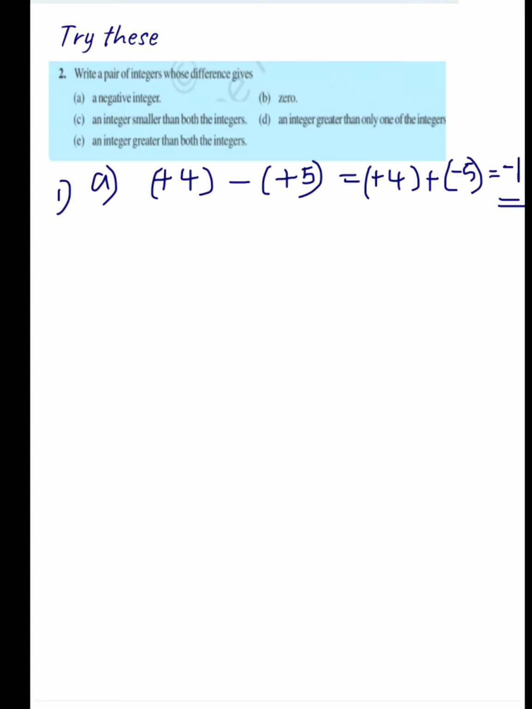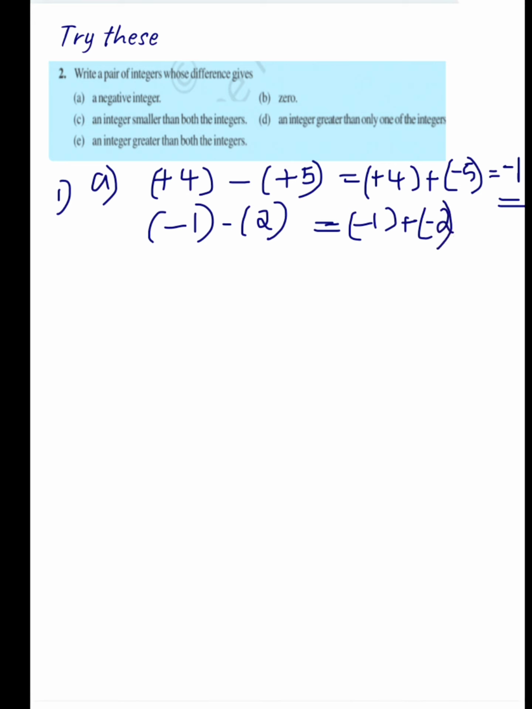You can take any other example also. Let's take an example as minus 1. And you are taking the second number which is higher than this minus 1. Let's take 2. Now what will be the answer? Minus 1, instead of minus we put plus, and instead of 2 you put minus 2.